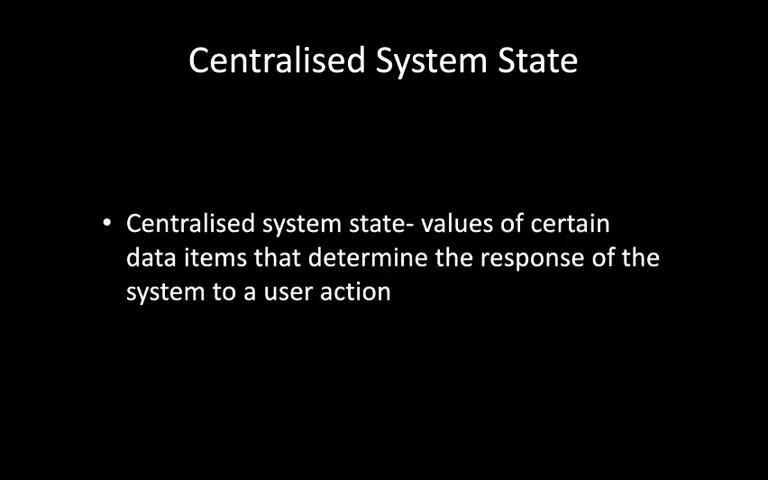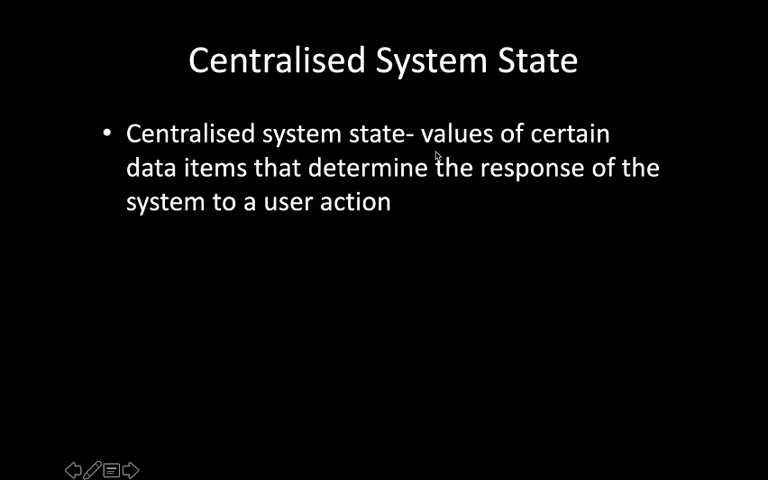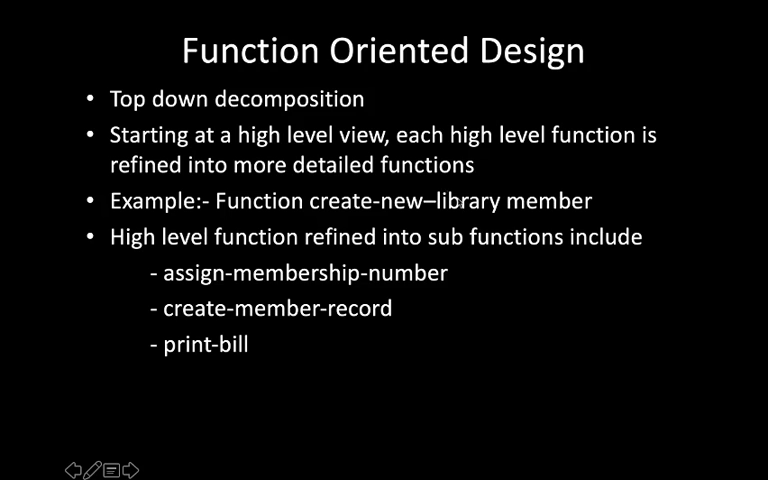In the function oriented approach, there is a central system state. This central system state can be defined as the values of certain data items that determine the response of the system to a user action. So it is the values for certain items in the system when a user invokes a function. If the function create new library member is invoked, then what happens to the system state? Some of the data elements will be updated, some data records will be updated, and it will be changed to some other state. That state is known as the central system state.